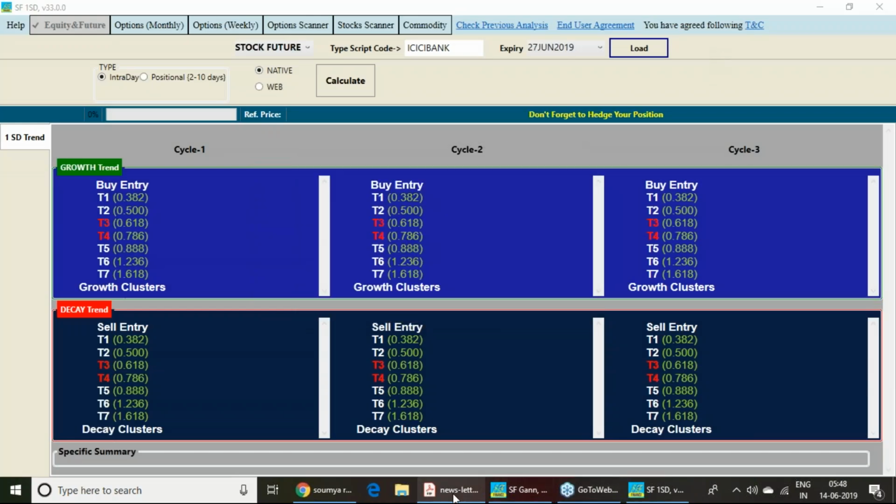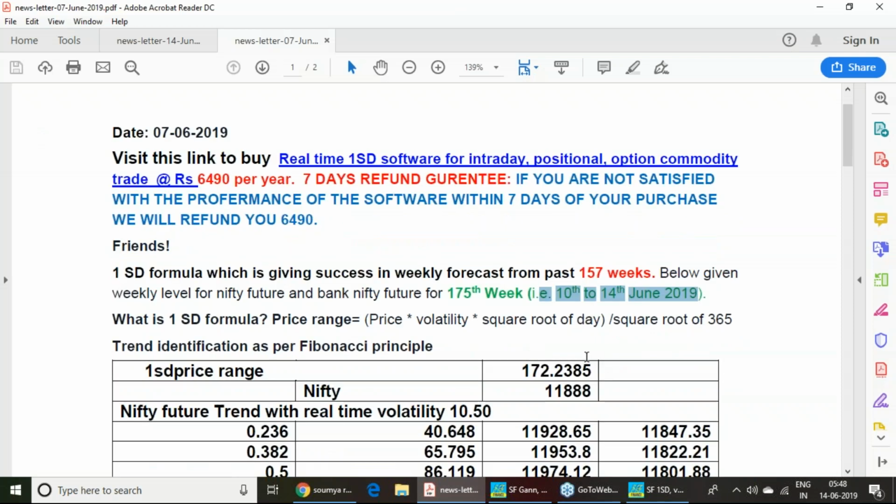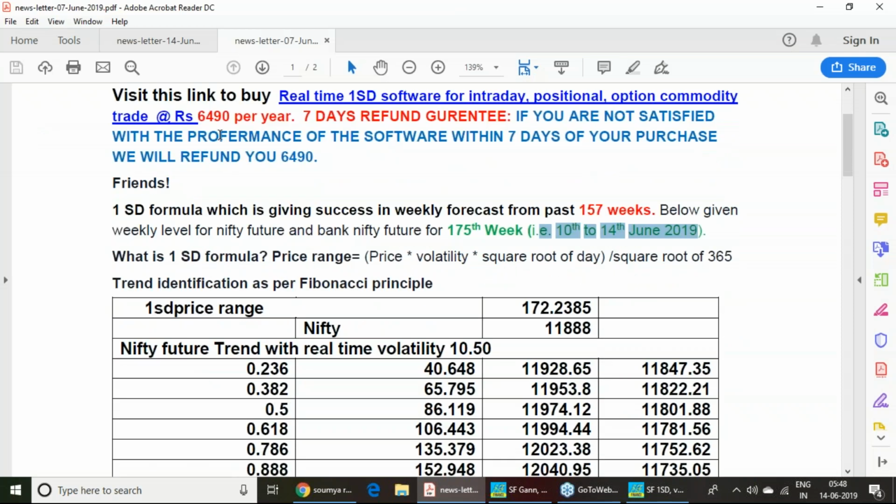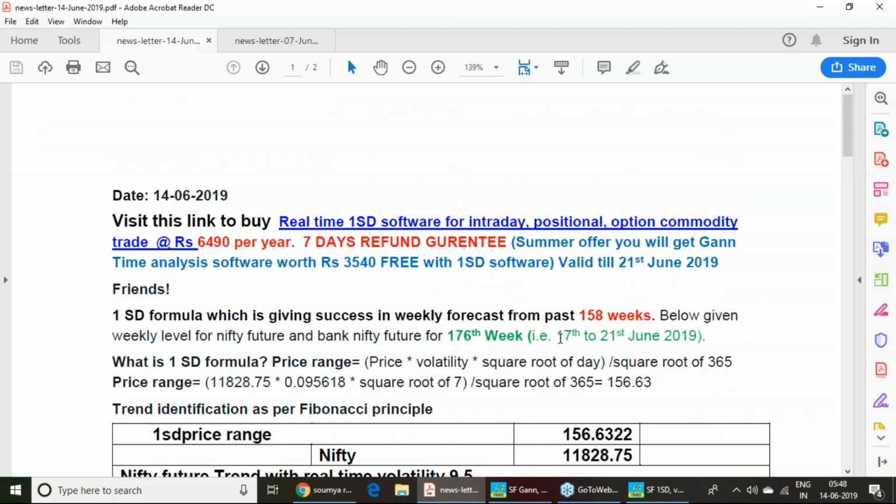In this presentation, I am going to release the trend report for Nifty and Bank Nifty future for the coming week, that is from 17th to 21st June.